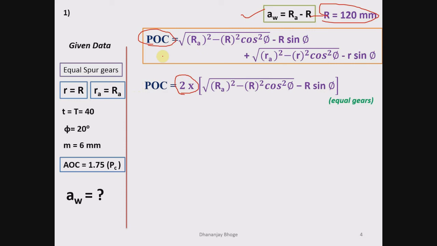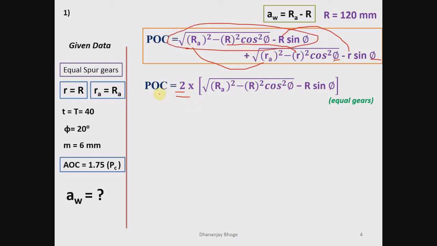Because the gears are equal, path of contact will be 2 times. Since the gears are equal, what can we write here? Their addendum circle radius and pitch circle radius are same. So this is equals to this. This R is equals to this R. And phi is same for both the gears. It is always same. Then the equation becomes 2 into one of these terms, so I have taken this term. So I have simplified the equation for path of contact based on the condition that the gears are equal.